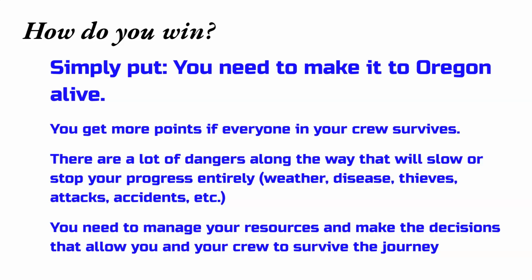Here are some basics for the game. How do you win? Simply put, you need to make it to Oregon alive. Those who arrive alive win. You get more points if everyone in your crew survives. There are a lot of dangers along the way that will slow or stop your progress entirely: weather, disease, thieves, attacks, accidents, and so on. You need to manage your resources and make the decisions that allow you and your crew to survive the journey.